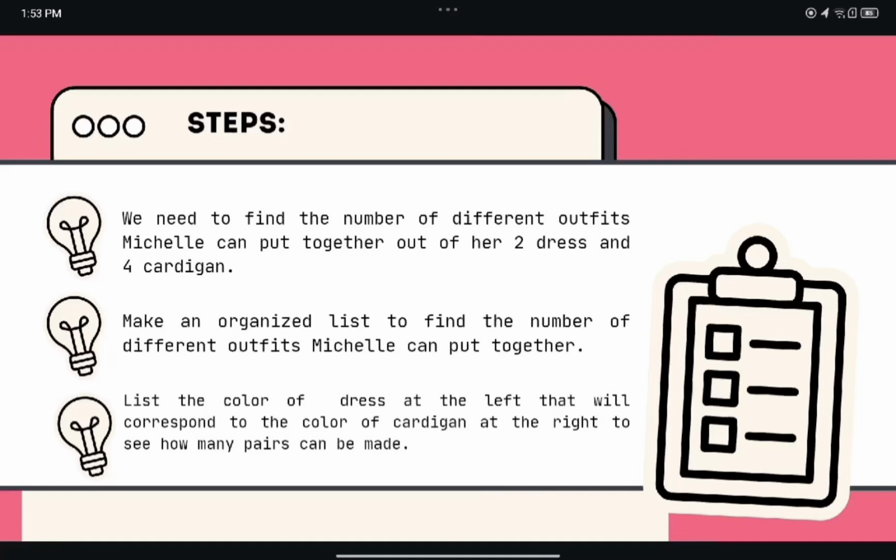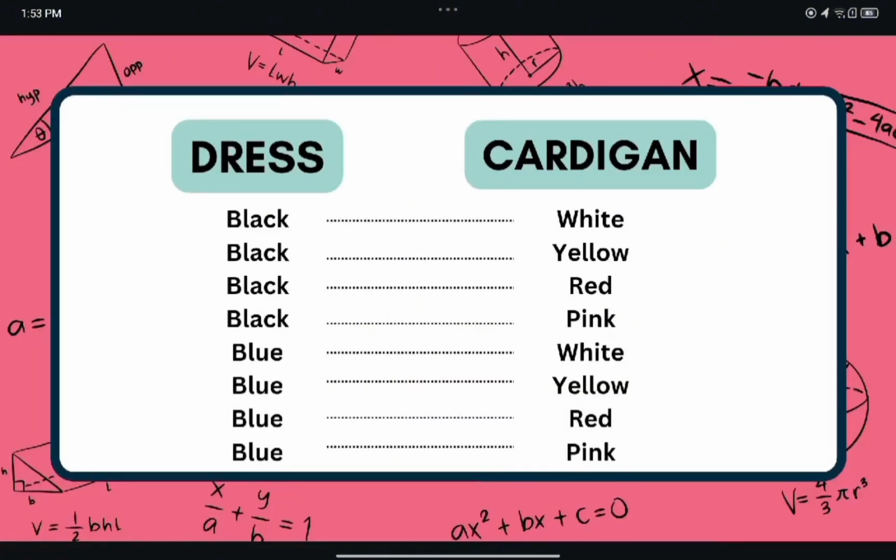Step 2. Make an organized list to find the number of different outfits Michelle can put together. Para mas madali nating makita, magtala tayo ng listahan ng mga possible combinations. Like this one, we have black dress and white cardigan, black dress and yellow cardigan, black dress and red cardigan, black dress and pink cardigan, blue dress and white cardigan, blue dress and yellow cardigan, blue dress and red cardigan, and blue dress and pink cardigan.